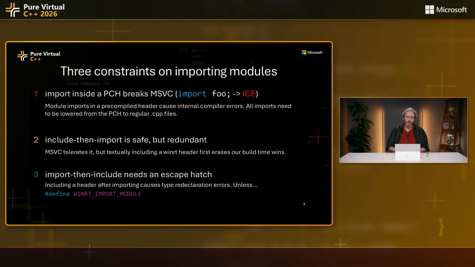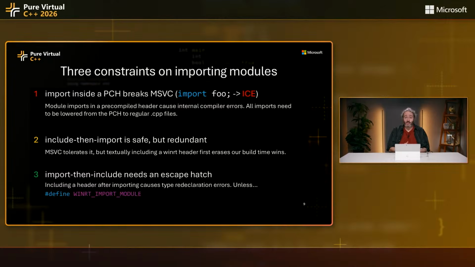Then the third constraint that we have is import then include. Well, that just doesn't work on MSVC. If you import a bunch of stuff from a module, and then you include a header that also defines those same identifiers, variables, types, functions, it's going to give you type redeclaration errors. It's going to say, this is a problem. This is not something unique to C++ WinRT. This exists in the standard library. You can't do this with the std module. But sometimes you're stuck with code that wants to do this, like external library code that's going to include these headers, and you've already imported them into the current translation unit.